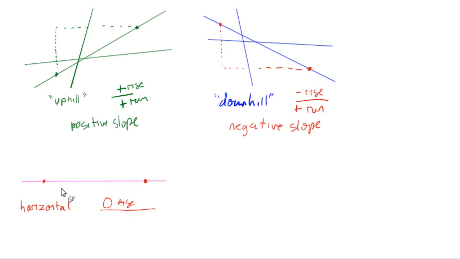And then the run would be, well, it doesn't really matter what the run is. It'd just be some, let's just call it a positive number. A positive run. So what's 0 divided by anything? 0 divided by positive or negative, it doesn't matter. Always 0. So a 0 slope for a horizontal line.